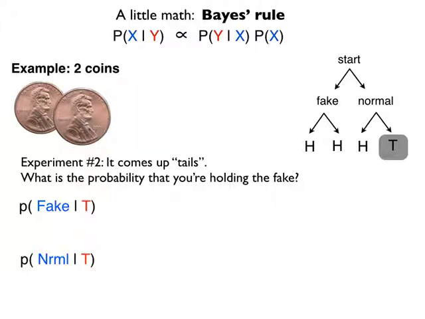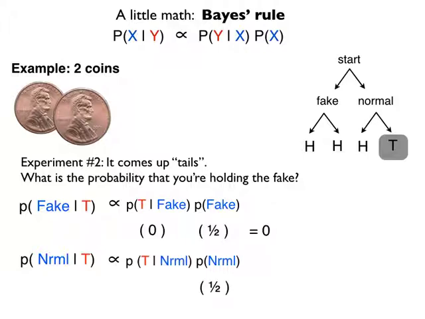Okay, you could do the same thing if it comes up tails. This is a much more trivial example, right? Because if it comes up tails, your probability of it being a fake is 0, because the fake had 2 heads. Your probability of it being normal was again 1/4, but I normalize. The sum of 0 and 1/4 is just 1/4, so I divide each of these by 1/4, and I get 1. So the certainty, of course, if it came up tails, is that I was holding the normal coin.